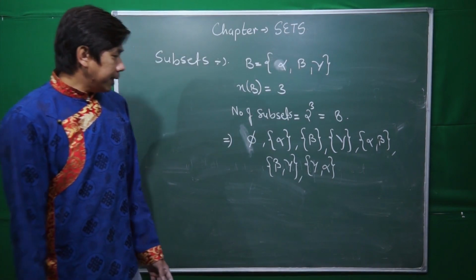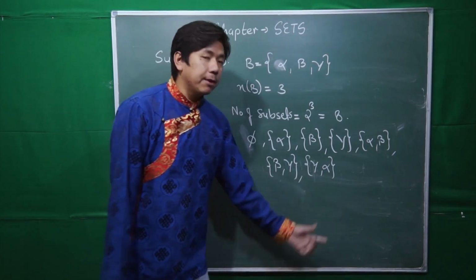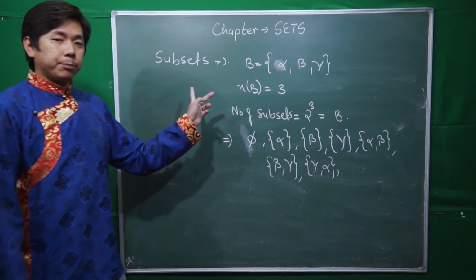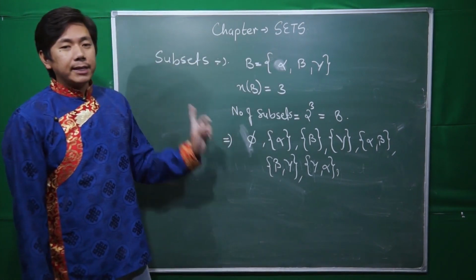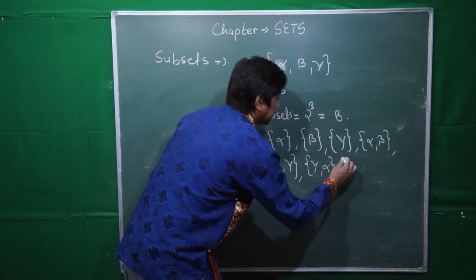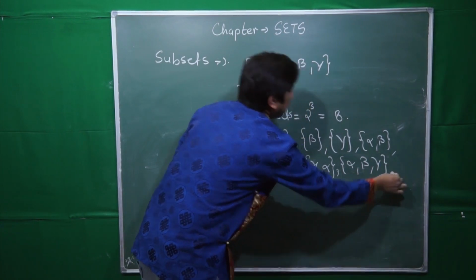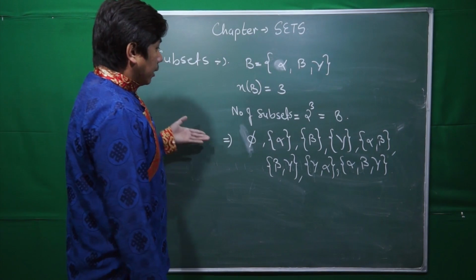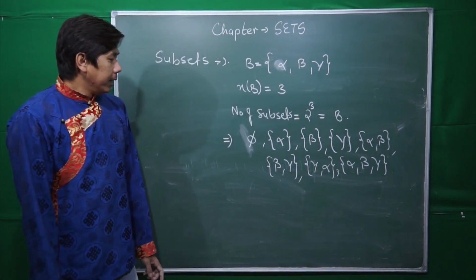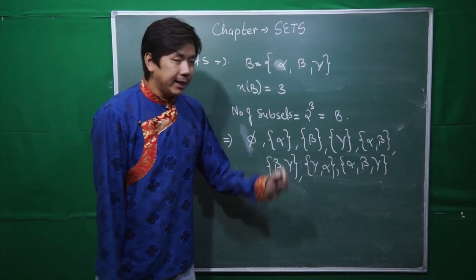Okay. Now how many sets have we made? 1, 2, 3, 4, 5, 6, 7. One more remaining. And the last one would be our first property, that every set is a subset of itself. So in this case, the last subset would be alpha, beta, and gamma. All right. Now these are all the subsets possible out of this set B. And counting them all, we have 8 subsets to be exact.